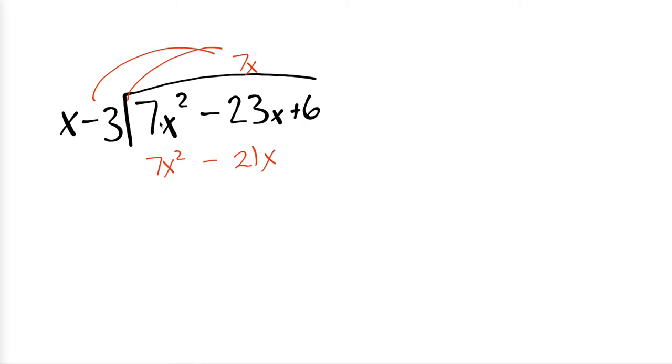Okay, let me erase those little lines. And then I need to subtract this. Negative 23 minus negative 21 is negative 23 plus 21, which is negative 2. Those cancel.